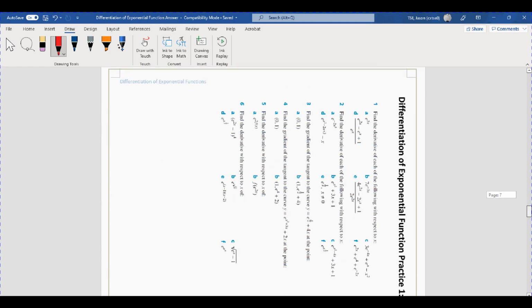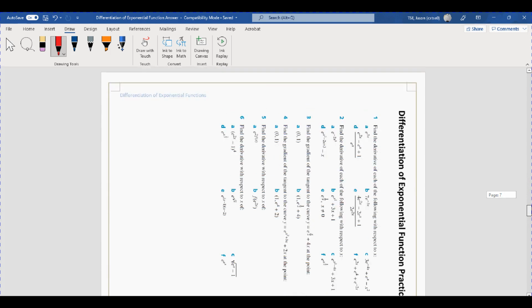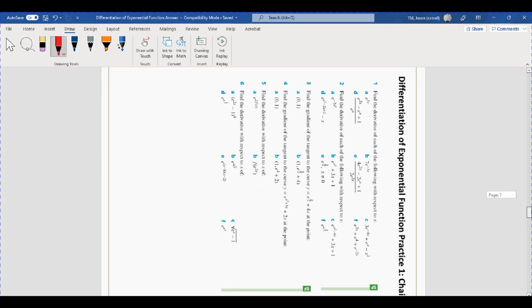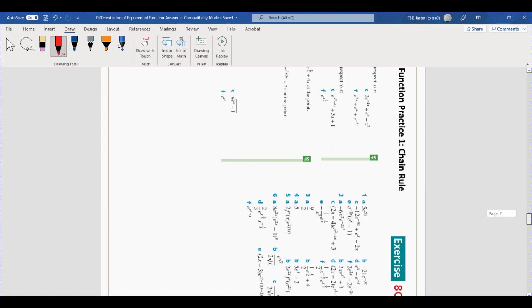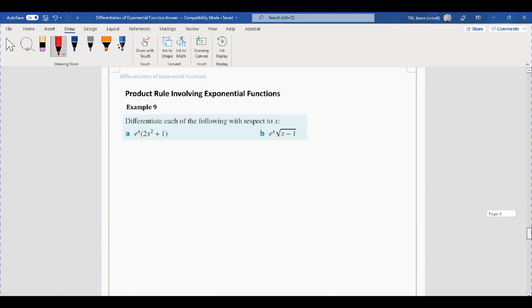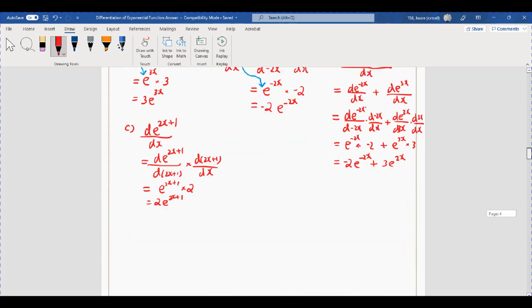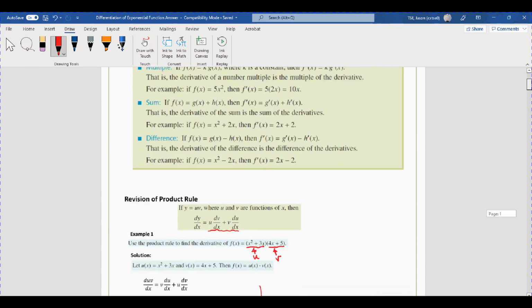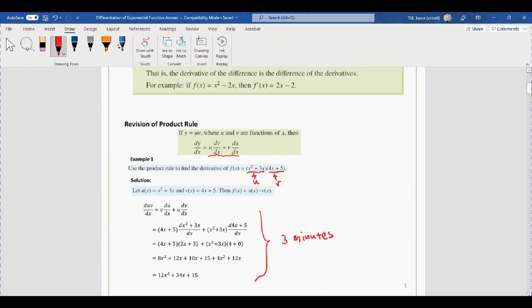Okay, so here are some chain rule problems. I will go back to show you some of the questions I would like you to do as homework. Right now, I just continue on product rule. Okay, still remember the product rule. Let's go back to the product rule a little bit earlier. Okay, here's the product rule.